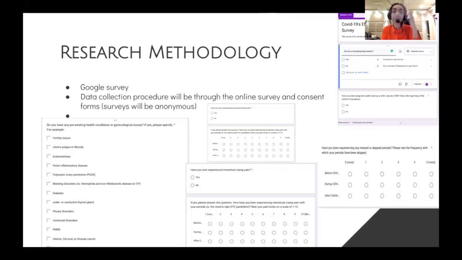During the start, the first thing you can see here is simply prerequisites, being an 18 plus menstruating woman. However, apart from this, you can also see how I'll be collecting information. For example, certain PMS symptoms, I'll be looking at them before, during, and after COVID and having them rate the frequency or severity of them. Pre-existing gynecological conditions are listed down below, all of which can be selected, or any others as well. Same thing applies for menstrual cycle length, etc.